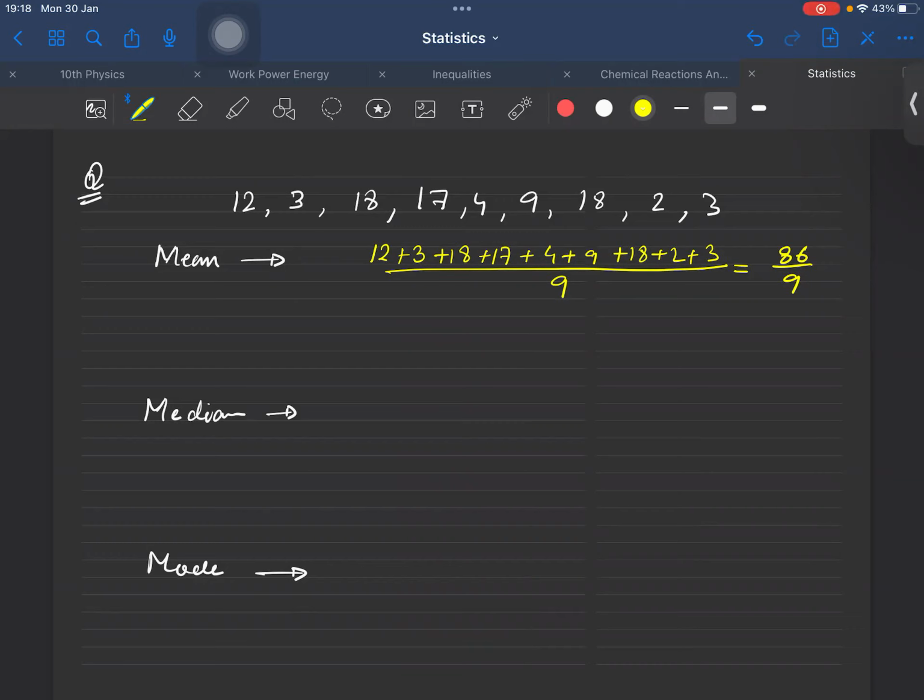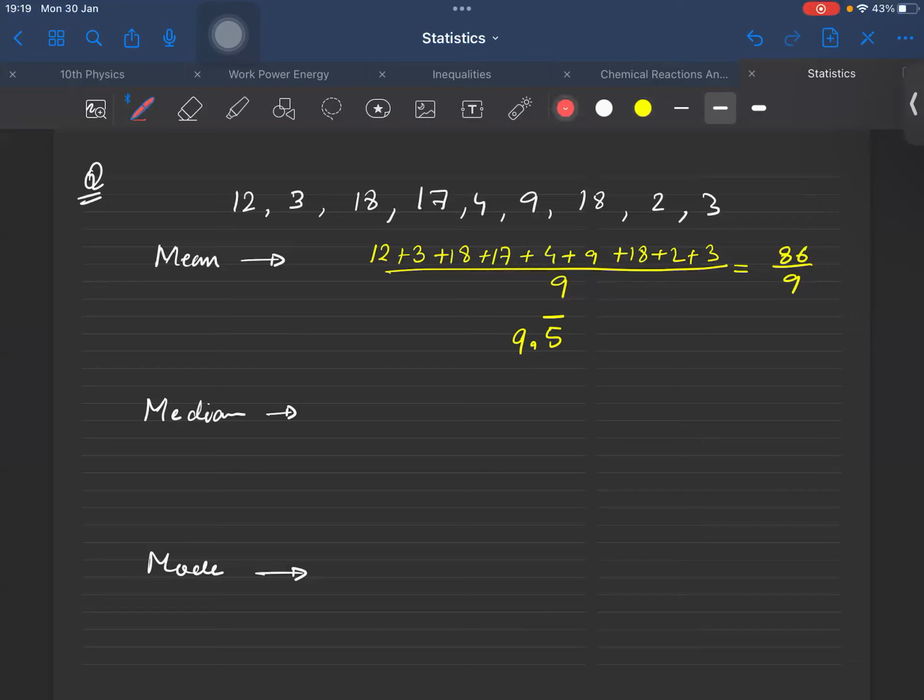How much are we getting? Yeah, so the mean will be 9.5, let's say 9.5 repeating. So 9.5 cap. Now, how do we find the median?